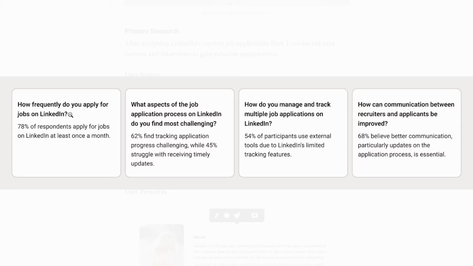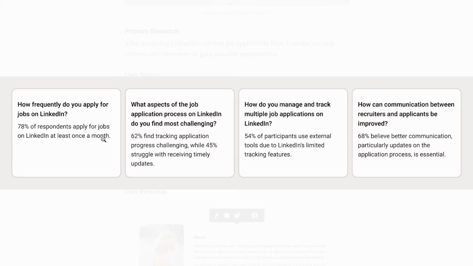I will apply for a job only when I leave the company, when I'm searching for another job or I get laid off, right? And that does not happen on a daily basis. So this question itself makes absolutely no sense. And here the answer is very weird. 78% of the respondents apply for jobs on LinkedIn at least once a month. So the question is asking how frequently, but then you're saying 78% respond once a month. Okay. What about the balance, 22%?